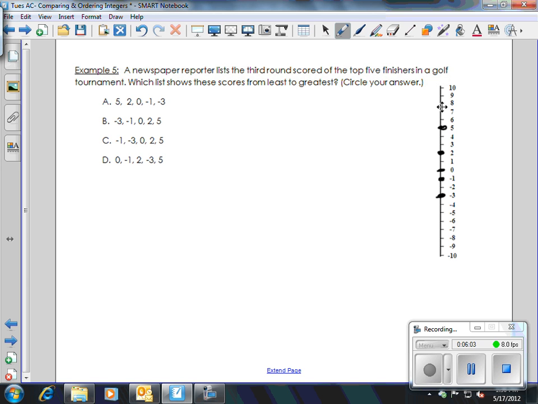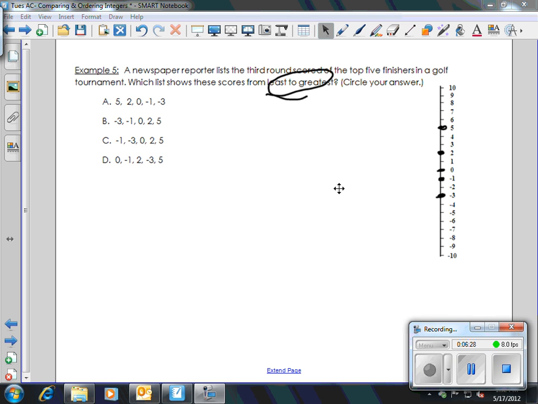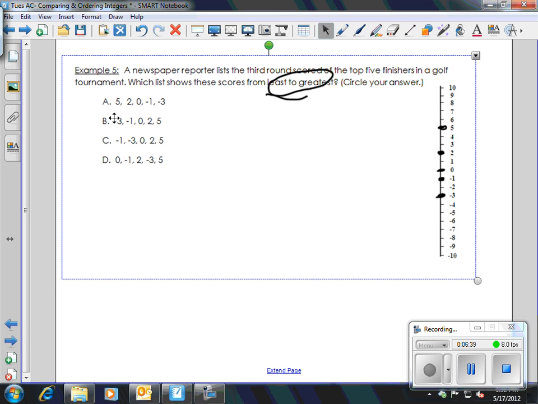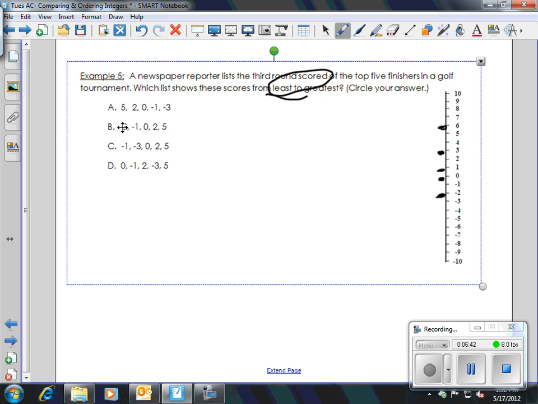So on this particular number line, the higher up you are, the greater you are. So if we're going from greatest to least, we're going to be going down the number line to list. If we're going least to greatest, like we are, then we're going to be going from the bottom of the number line up. So -3, -1. Sorry, we're doing least to greatest. So you're going to be looking at -3, -1, 0, 2, and 5. And so the answer choice that does that is B.